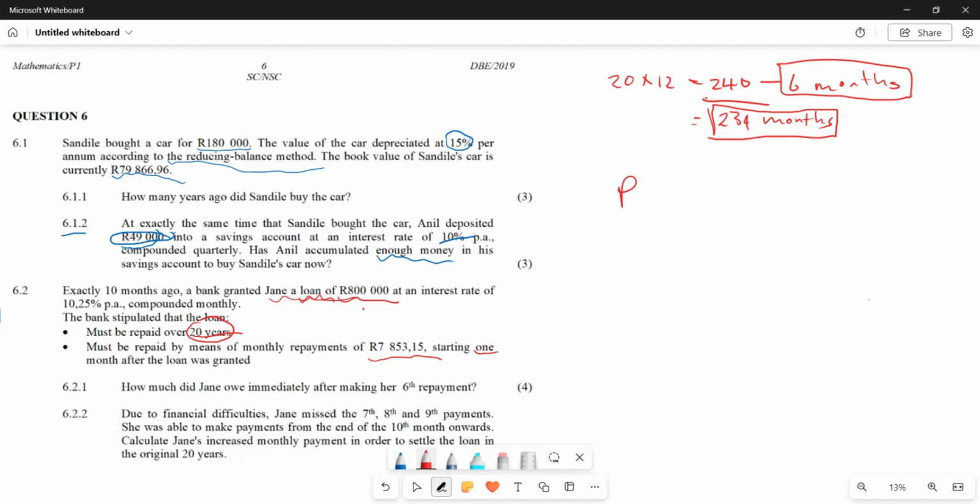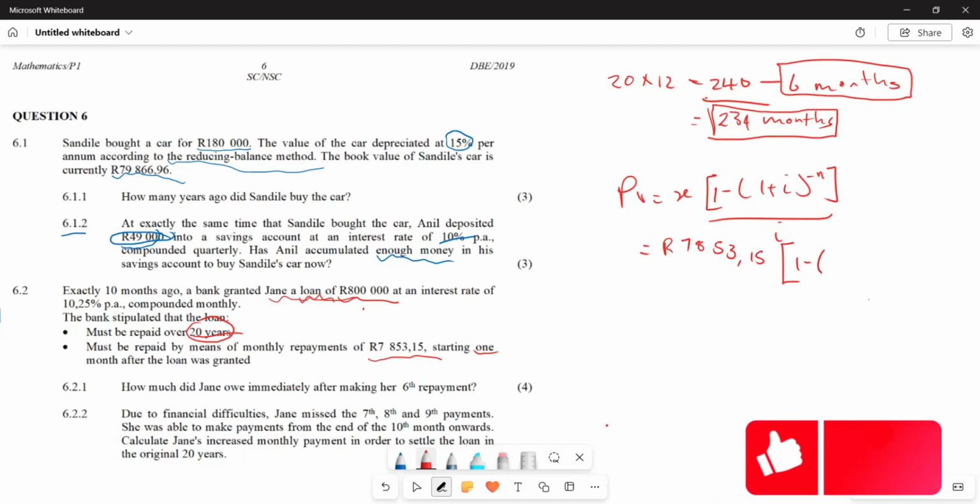So we are going to use the present value formula, which is V equals X into, now the formula is going to be 1 subtract 1 plus your interest to the power of negative n, over your i. Now, what is going to be the X? We are given that the money that is going to be paid is going to be 7,853.15. For how long?